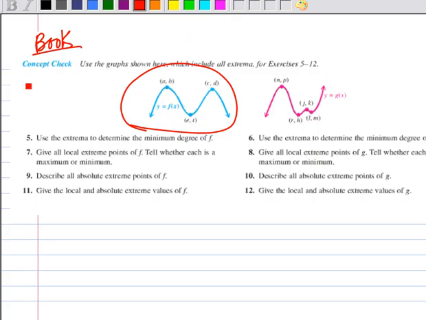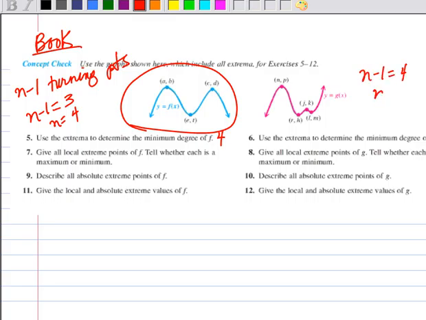So do you remember that there are always n-1 turning points at most? So n-1 in this case would be equal to 3, which means that n could be 4. It could certainly be another even degree like 6 or 8, but the minimum would be 4. Okay. Use the extrema to determine the minimum degree of g. Well, here's g. We have how many turning points? 1, 2, 3, 4. So in this case, if n-1 is equal to 4, the degree could be 5.